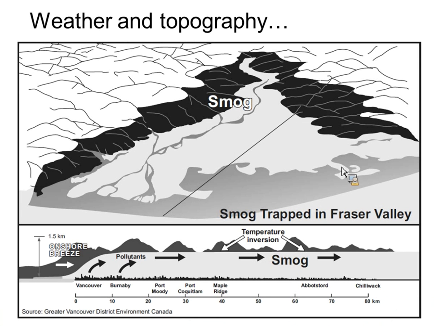Another set of factors is weather and topography. So again, this shows the lower Fraser Valley, and what this is illustrating is that you have onshore breezes that carry pollutants and their precursors from Vancouver eastward, and these get trapped under certain conditions by temperature inversions and also by the valley topography in rural areas.